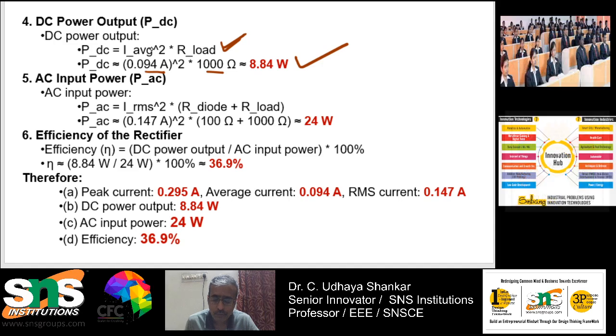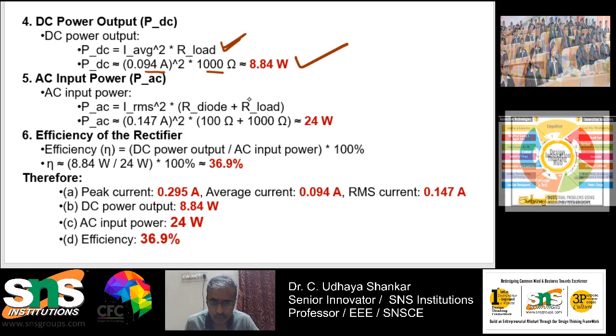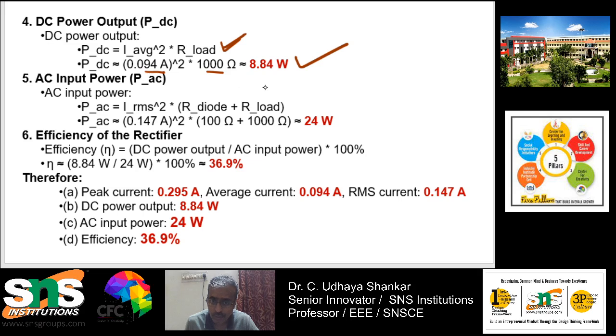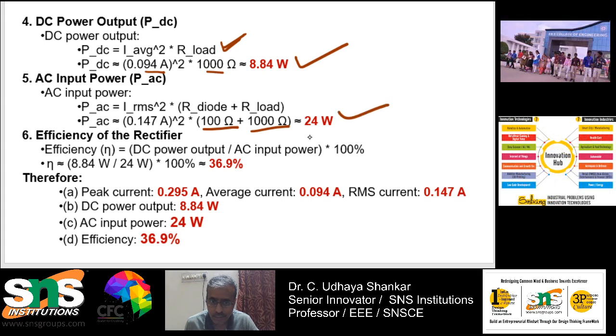So, for DC output power always you have to take the average, whereas for AC input power you have to take only the RMS value. So, I RMS square into R diode plus R load, because on the input side the diode is also there, the load is also there, whereas in case of output you will be having the load resistance only. So, that is why I have included 100 ohms plus 1000 ohms, whereas in the previous case I have not included that 100 ohms. Okay. So, finally, you can see that you will be getting the answer as 24 watts.